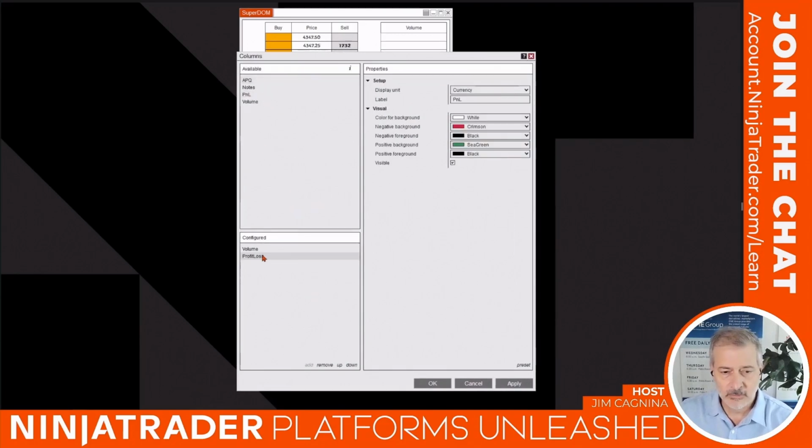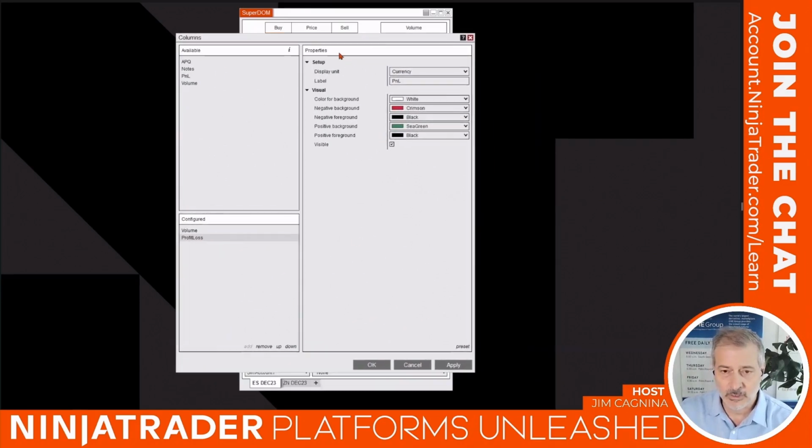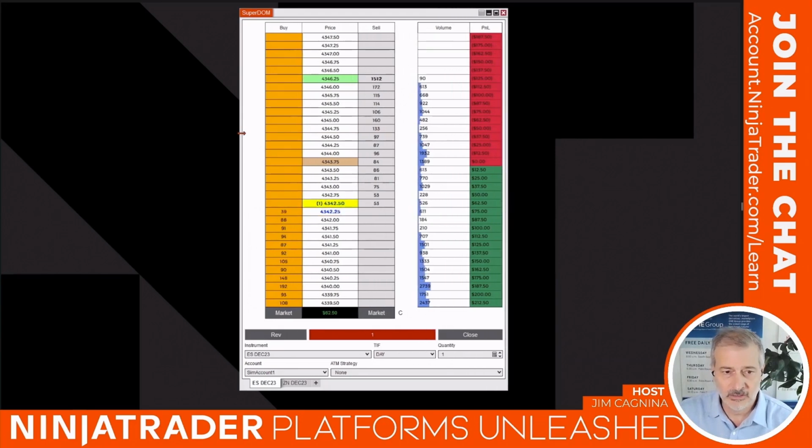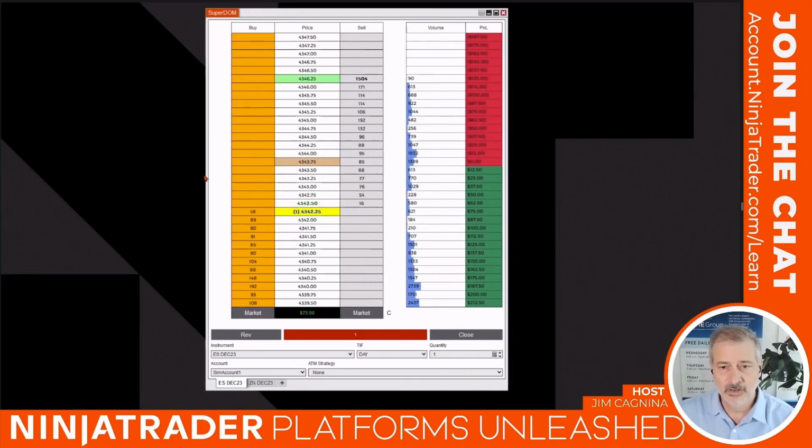Double click on P&L, make sure profit and losses is highlighted down at configured, and then check out what our options are. Really the main option here, other than the color coding, is how do you want to display your P&L: in currencies, percent, pips, points, ticks. We'll just leave it at currencies for now, and I'm going to hit apply and OK. And so now I have another column here.